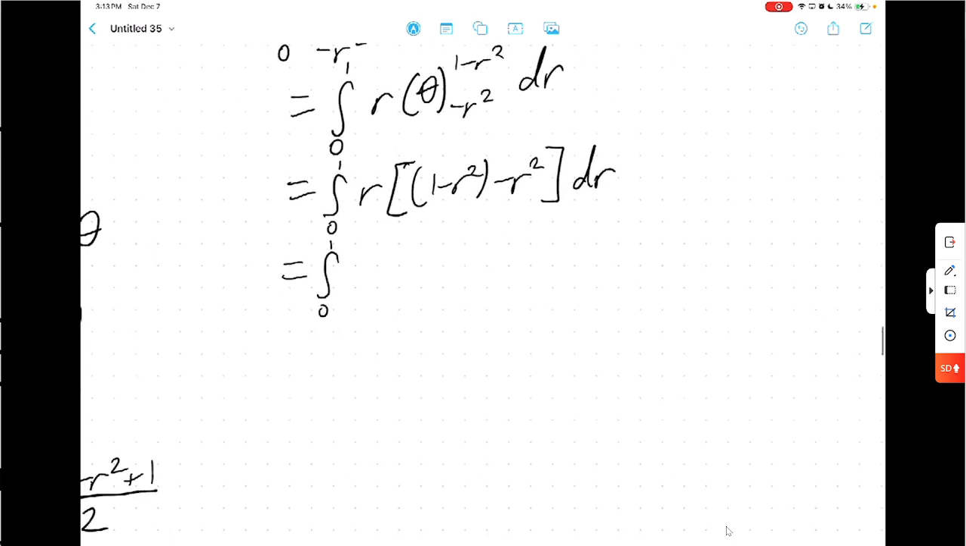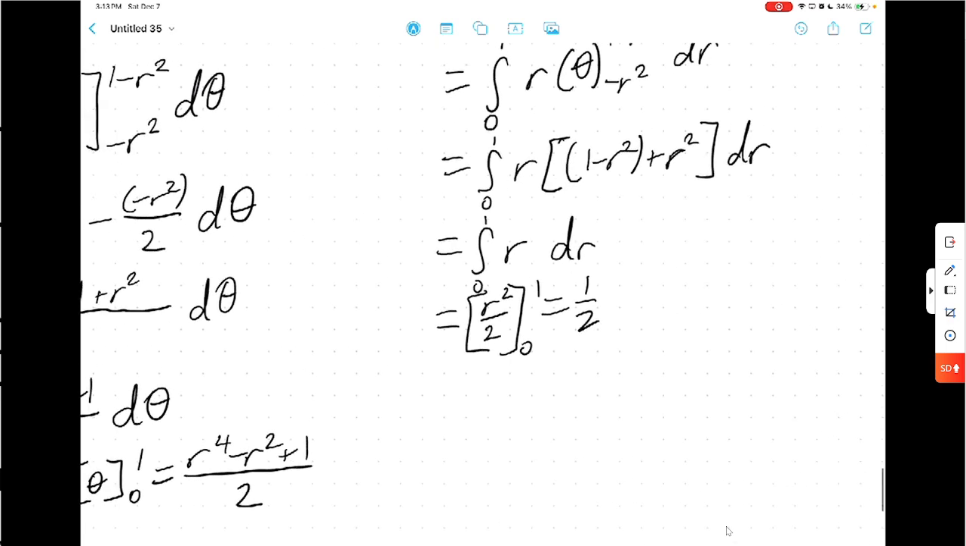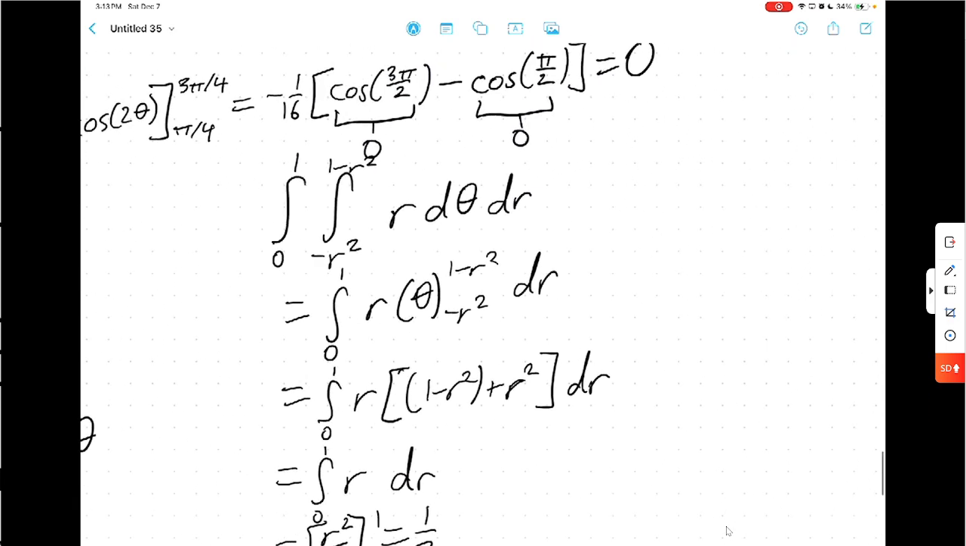Zero to 1 of r times 1 minus 2r squared. I don't know, it should be plus. This should be a plus. Plus, so you just get 1. So you just get r dr, which just becomes r squared over 2 evaluated from 0 to 1, which becomes 1/2. So yes, you get an actual value for this if they were swapped.